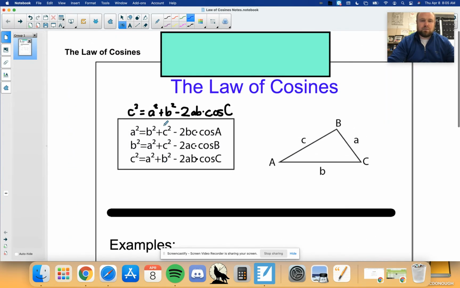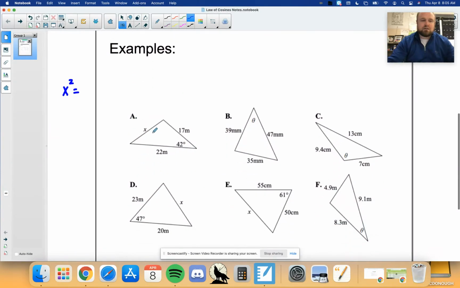So if I scroll up here, we notice that it's the other two sides squared and added together. So the two sides would be 17 and 22. So it would be 17 squared plus 22 squared. Okay, and this is the part that follows the pattern. Minus, this is the part where three things get multiplied.